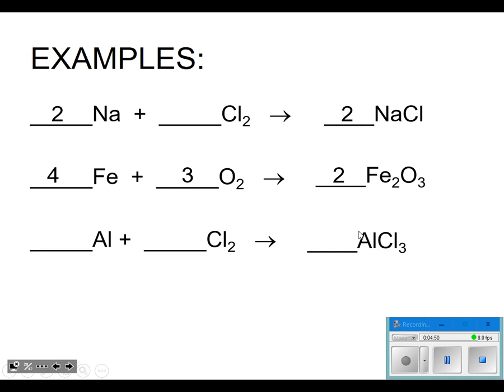So Al 1, 1, Cl 2, 3. So we have to look for a common multiple, which would mean we put 3 here, 2 there. That messes up my Als. So then I have to put in a 2 there. Okay?